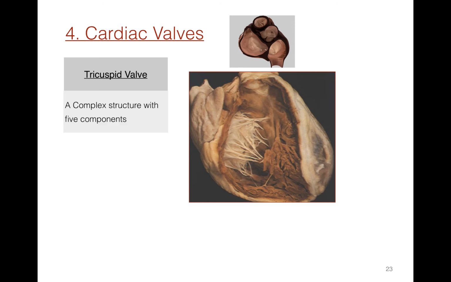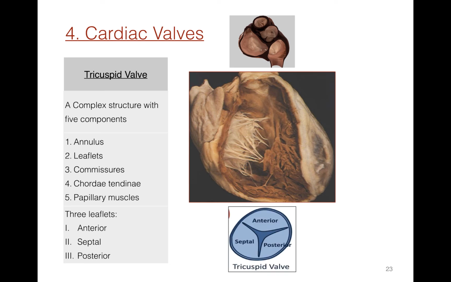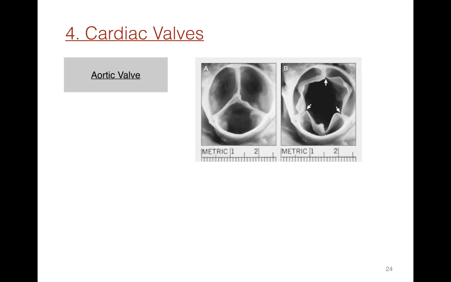The tricuspid valve is somewhat similar to the mitral valve, although it has a different number of leaflets. But it also has 5 components. It has a fibrous annulus from where the leaflets hinge. It has leaflets and commissures, chordae tendineae and papillary muscles. Its 3 leaflets are anterior, septal and posterior leaflets. The first of the semilunar valves is the aortic valve.